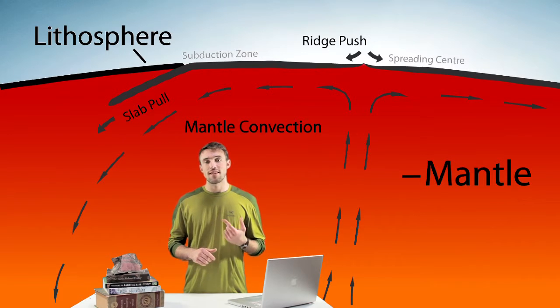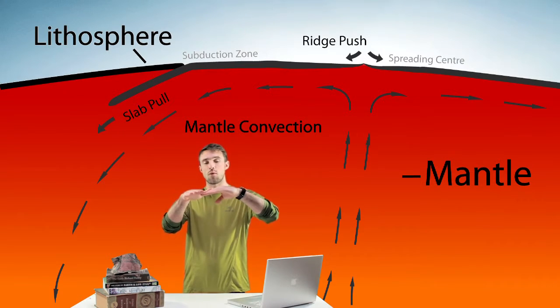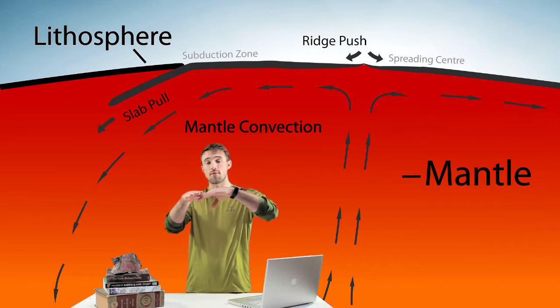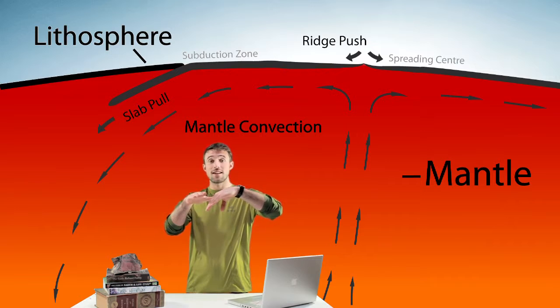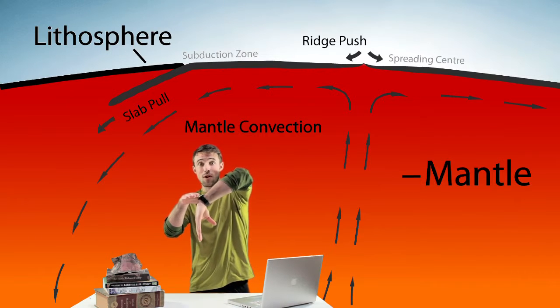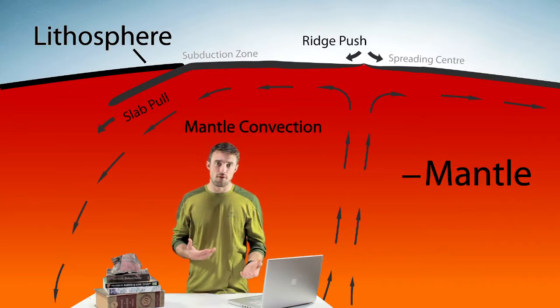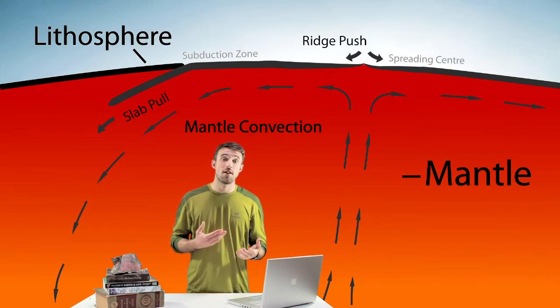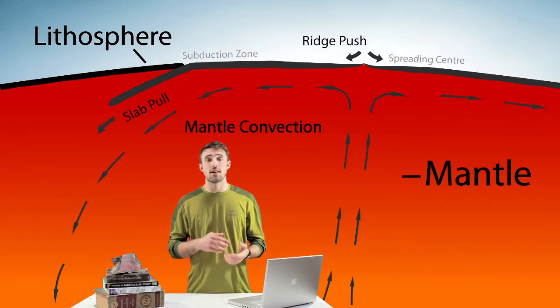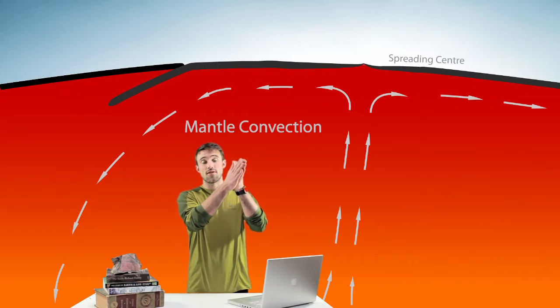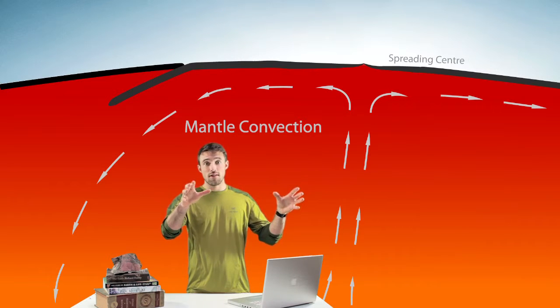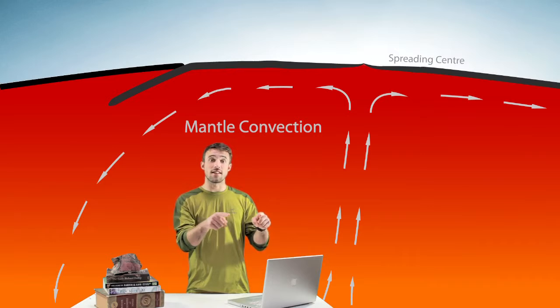Slab pull is the idea that when one plate subducts under another, the leading edge of it is falling, and so it'll tend to continue to drag the rest of the plate with it underneath as a result of gravity. So the second part is mantle convection, and that just means that where new rock is rising to the surface and creating new ocean crust, other rock has to be falling and replacing it. And so it creates these convection cells in the mantle, or at least that's the theory, and it's a good one.